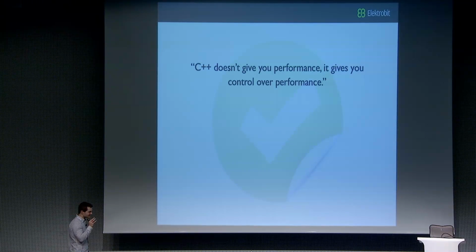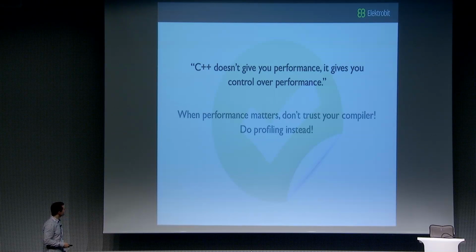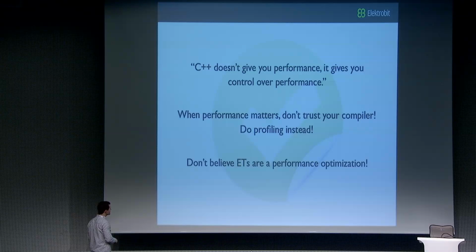Remember that C++ does not provide you with performance, but it gives you control over performance. Keep this in mind, please. I think it is important because otherwise this tale of C++ being a slow language continues. I don't want that to happen. If performance truly matters, and with linear algebra libraries, it simply does, it's the most important metric, then don't trust your compiler, do profiling instead. And don't believe expression templates are a performance optimization ever again.